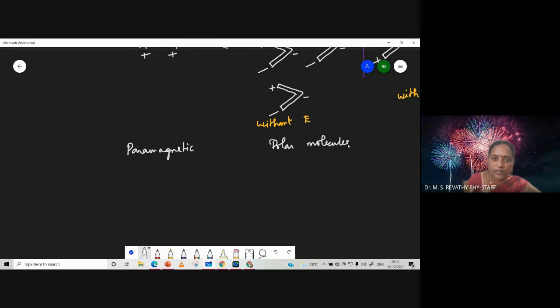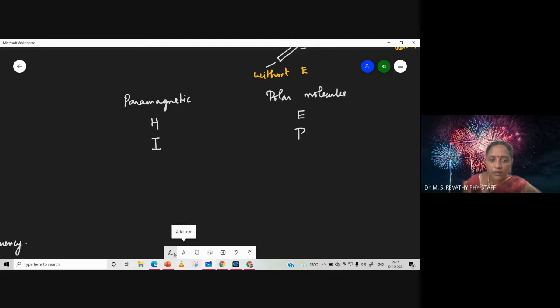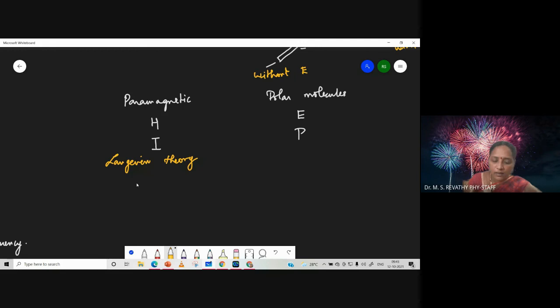In paramagnetic materials, we use a magnetic field. Here we use an electric field. There you get the process called magnetization; in polar molecules, you get the process of polarization. According to the famous Langevin theory of paramagnetism, the derivation of which is not in our syllabus, the intensity of magnetization can be written as mu square divided by 3 kT.